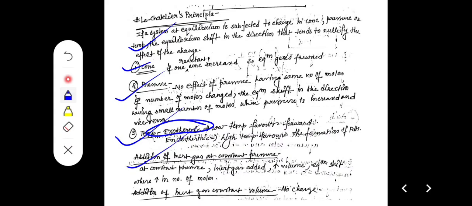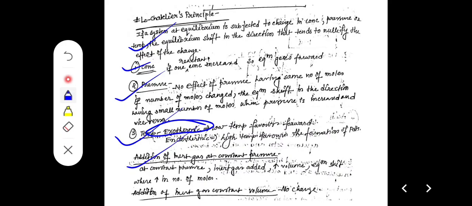When in any bottle a fixed amount of water is there and we add some milk, obviously the volume increases. Same analogy: the equilibrium shifts to where the number of moles increases. Okay, the equilibrium goes in the direction where the number of moles increases. So in this way, the volume is nullified.